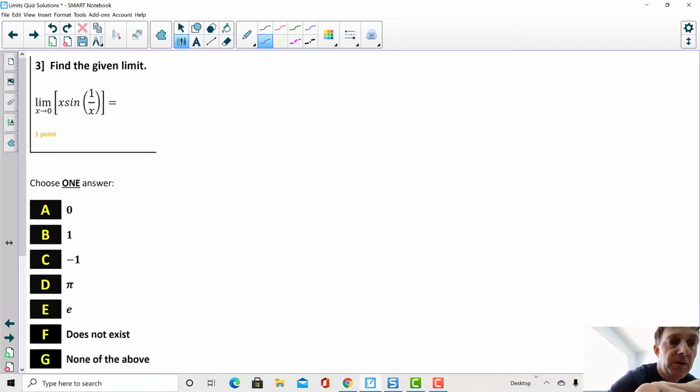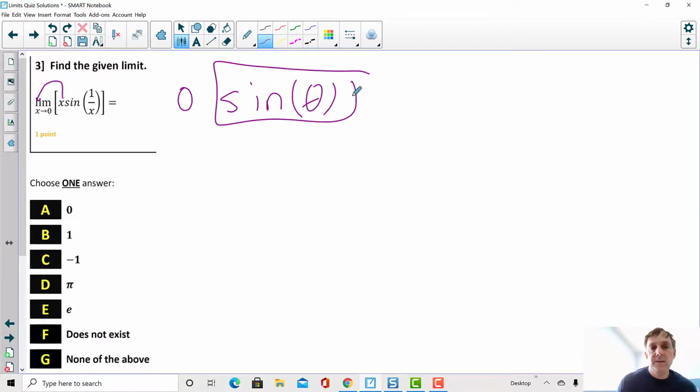Okay, this limit is just going to equal 0, and the reason is because if you just plug in the 0, we have 0 times sine of some number. We know about sine, the biggest it can become is 1, the smallest it can become is -1. So it's never going to be infinity, so we won't have 0 times infinity. We just have 0 times a number that might be as big as 1 or as small as -1, and that's going to be 0. So this one you had to solve using a little bit of thinking. Final answer is A.